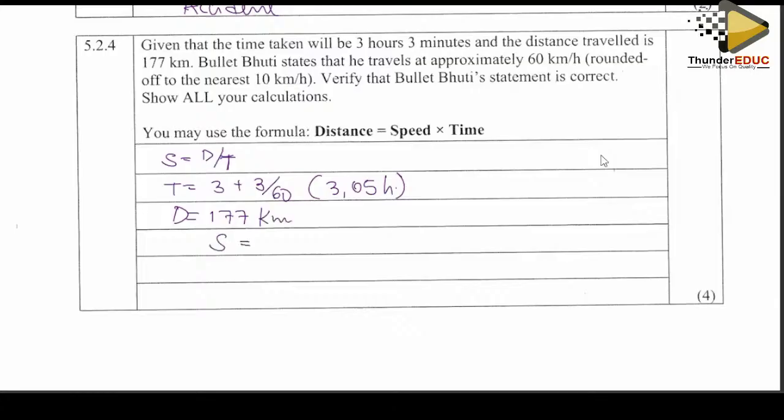So what's remaining is to find our speed, which is 177 divided by 3.05. It's 58.03. They said to the nearest 10, which gives you 60 kilometers per hour recorded. Let me verify, show you with it. He is correct.